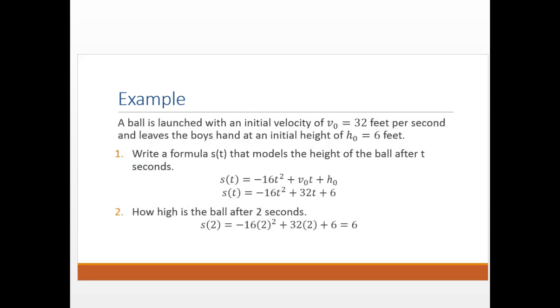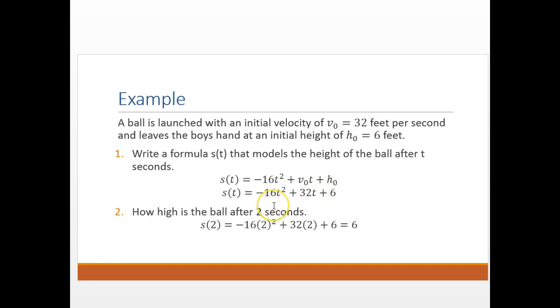Let's look at another example. It says a ball is launched with an initial velocity of v0 = 32 feet per second and leaves the boy's hand at an initial height of 6 feet. Write a formula that models the height of the ball after t seconds. This is a standard formula for the height of a projectile thrown from a specific height. It's s(t) = −16t² + v0·t, that's the initial velocity, + h0, which is the initial height. So s(t) in this case is −16t² + 32t + 6.